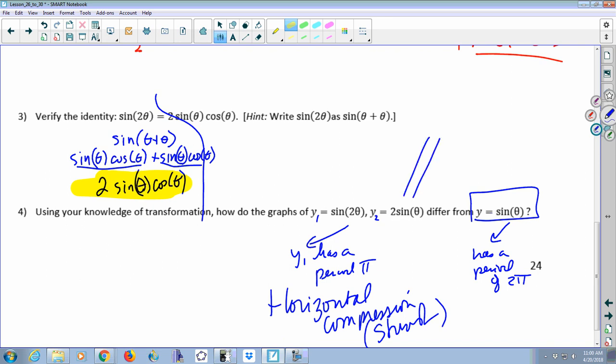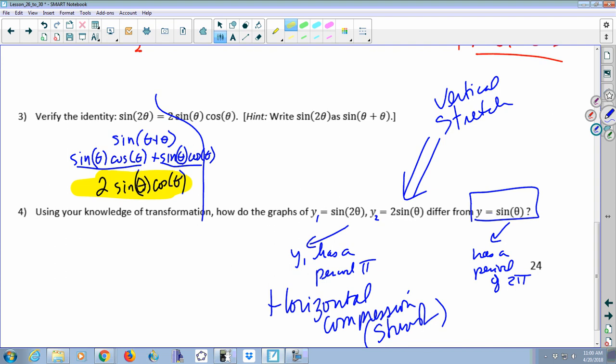And what about this one? How's that one differ? It's a vertical stretch of sine, right? So the period hasn't changed, just your amplitude has changed. Okay, so this is a stretch, vertical stretch.